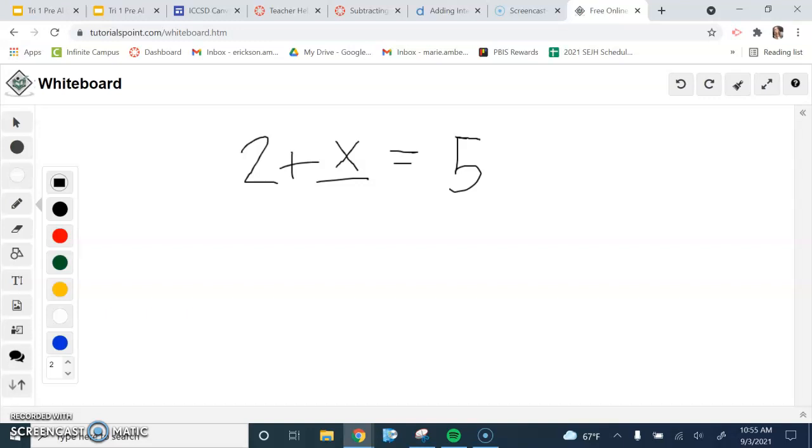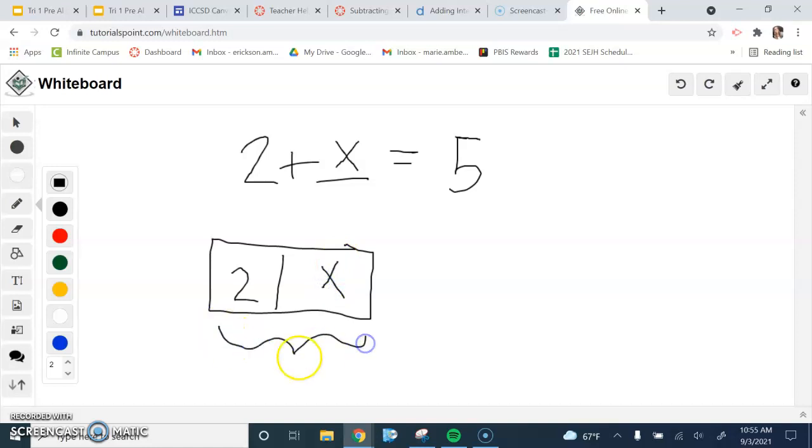I'm going to start with the box method. Basically, think to yourself, we're going to draw a picture here with a box. We have two things in this box. We don't know what's in this box, but we do know that this whole box altogether should equal 5. So what's the distance from 2 to 5? I have 3 left over, so that goes in this box, which means our x value is equal to 3.